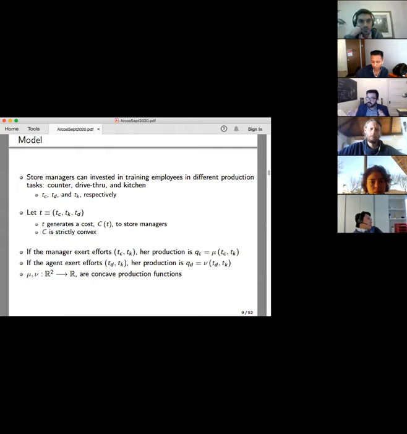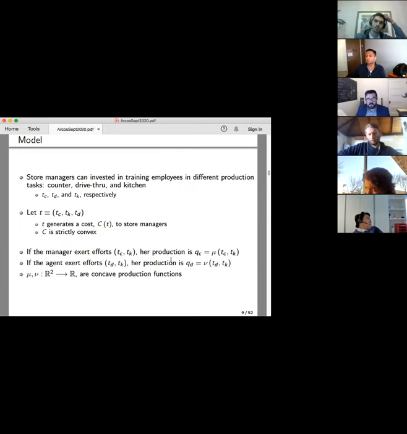Okay, so now what I want to do is provide a very simple model that will help us to understand and interpret the results that we have, right? So suppose that the store manager can invest time in training employees in different production tasks. So you have the counter, you have the drive-thru and the kitchen. You can include as many as you want, but for simplicity, let's just keep these three, which are the most important. And let's denote those as TC, TD, and TK respectively, right? And let T, the vector, be the training invested in different production tasks. And T generates a cost, of course, for the store managers. And we're going to assume that this cost is strictly convex.